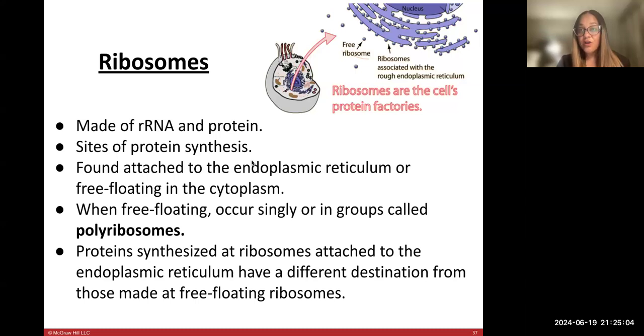Ribosomes are made of rRNA and protein. They are the sites of protein synthesis. This is where proteins are actually made. They can be found attached to the endoplasmic reticulum or free-floating in the cytoplasm. Both are shown in the picture. When free-floating, they occur singly or in groups called polyribosomes. Proteins synthesized by ribosomes attached to the endoplasmic reticulum have a different destination from those made on the free-floating ribosomes.